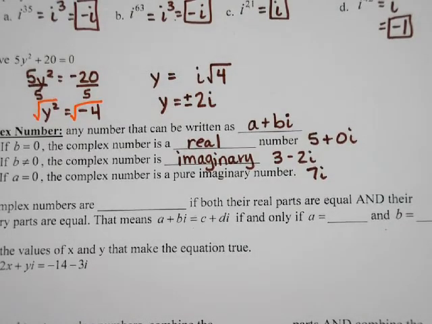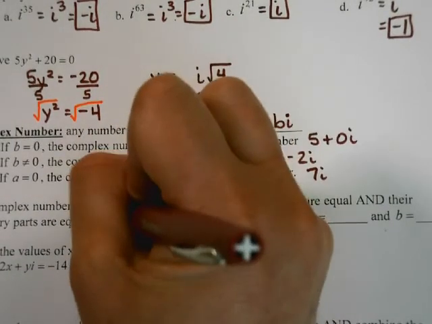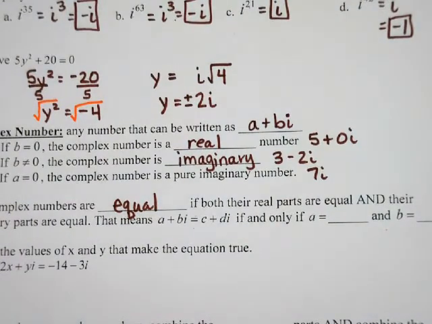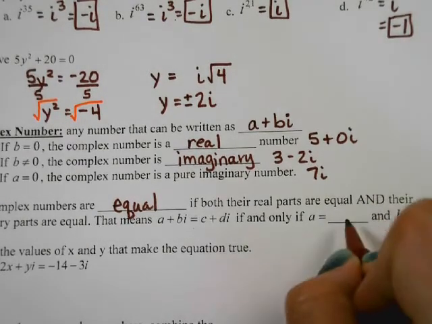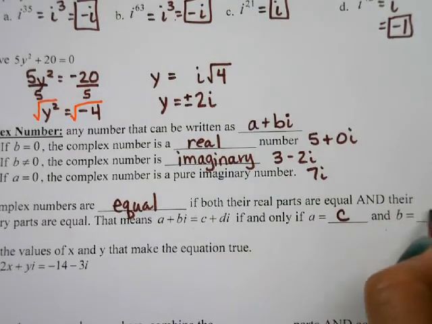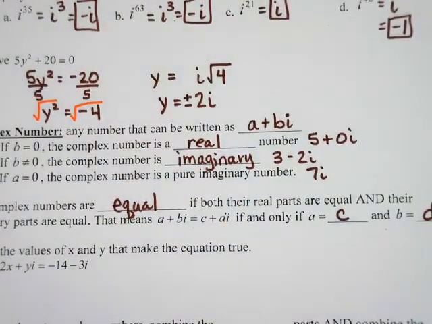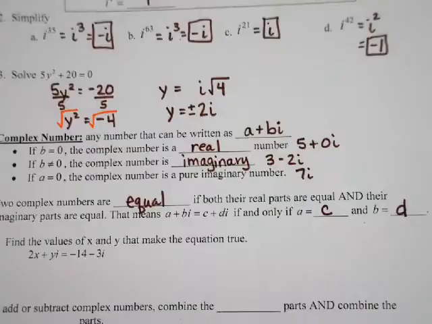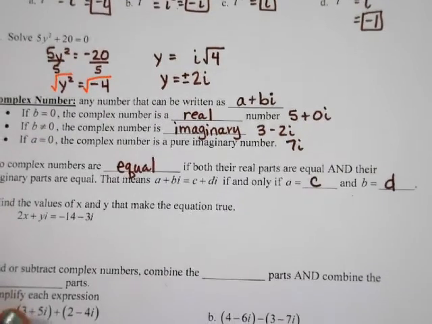So two complex numbers are equal if both their real parts are equal and their imaginary parts are equal. That means a plus bi equals c plus di if and only if, when we talked about that in geometry last year, that's your biconditional, the double F, IFF, a equals c and b equals d. Meaning we could go the other way. If a equals c and b equals d, then a plus bi equals c plus di.